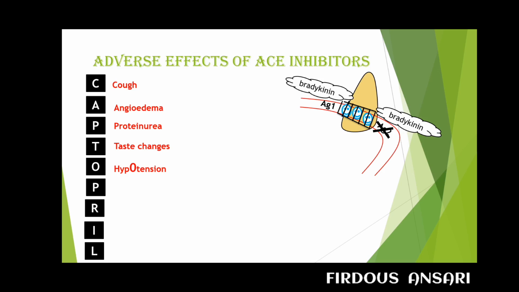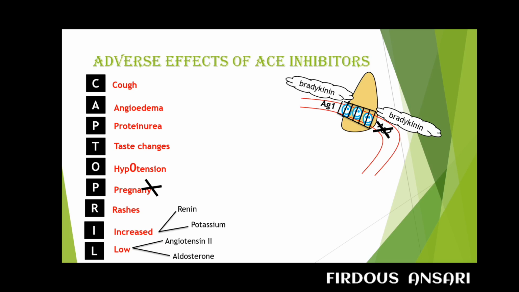Next, P is for pregnancy. We need to avoid this drug during pregnancy because it is highly fetotoxic. R is for rashes, which may occur because of angioedema only. I is for increase. There will be an increase in renin and an increase in potassium level. L is for low, and there will be low angiotensin 2 and low aldosterone.